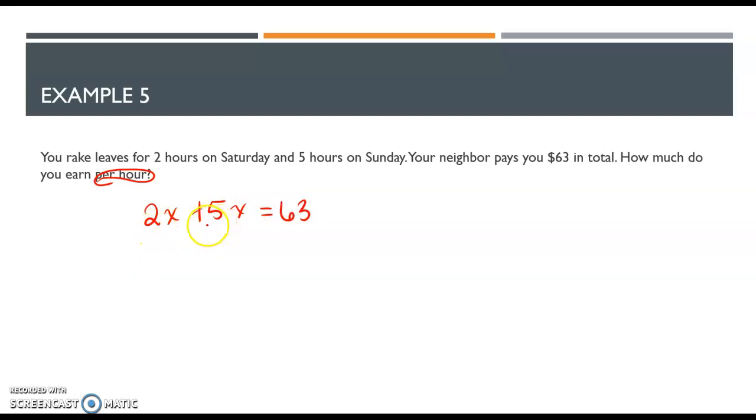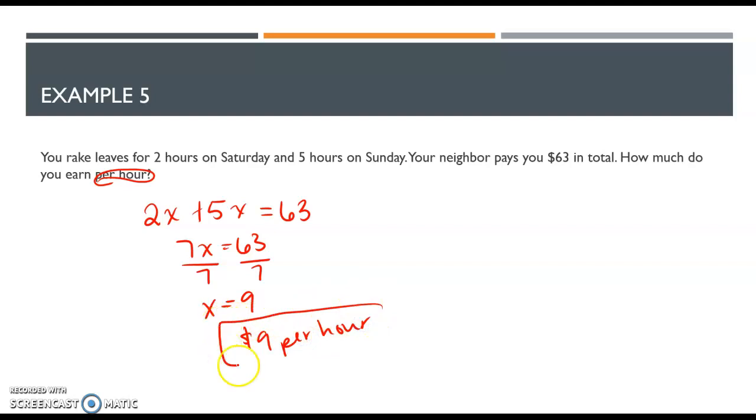And so 2x plus 5x, the same side, and we have variables on the same side of the equal sign. So we're going to combine them. 5 plus 2 is 7, so we have 7x equals 63. And then we divide by 7 to get x by itself, so x is going to equal 9. So we get $9 per hour. And that's our answer.